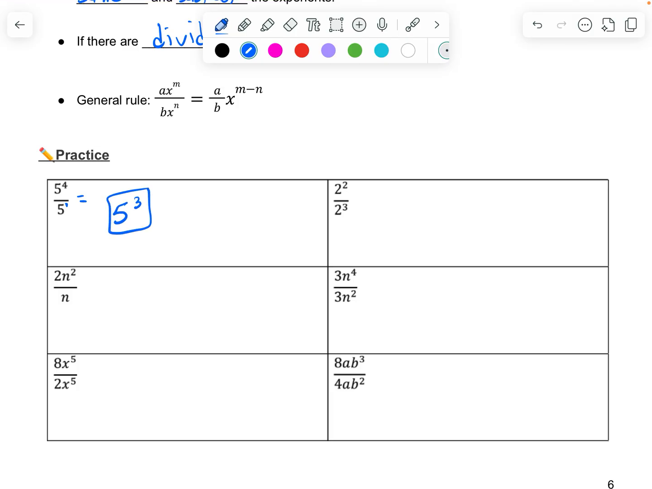Next one, 2 squared over 2 to the 3rd. So 2 minus 3 is going to give us -1. And in a later lesson, we'll discuss actually what negative exponents mean. For now, we can just leave it as 2 to the -1.